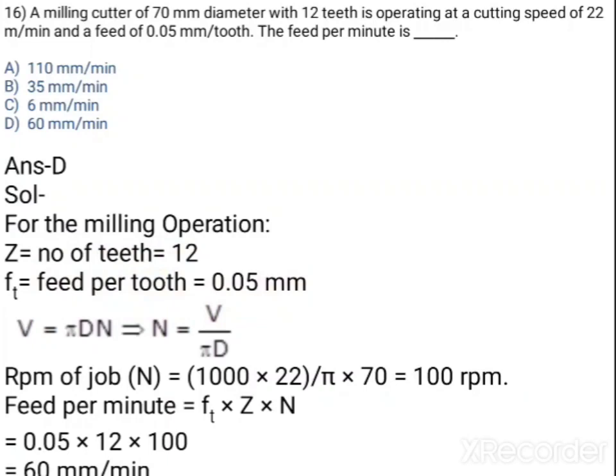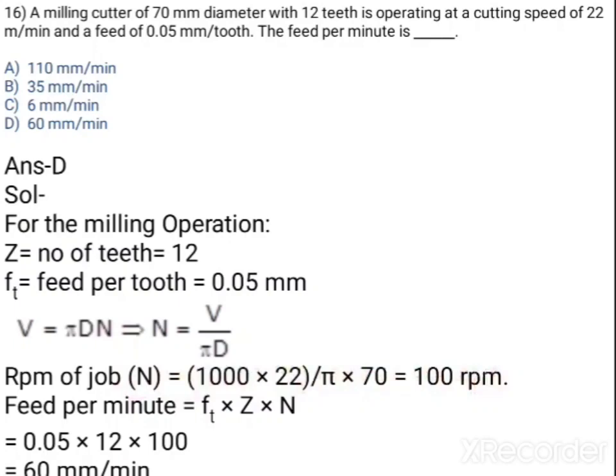If you find out in meter per second, then it is pi dn by 60, and from that you can find out v is equal to pi dn only. The v is equal to pi dn, that is nothing but meter per minute. Okay, just put the values, you will get n in rpm as 100 rpm.